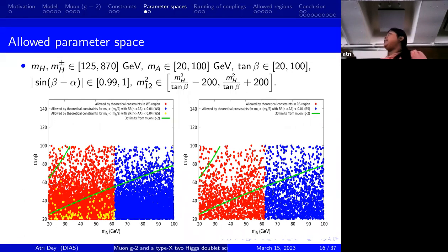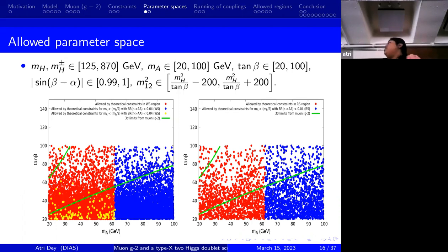And also this green line is our 3 sigma upper and lower limit coming from the muon g−2 data. So in our model in the wrong sign region, if we are looking for a region of parameter space which can explain the muon anomalous magnetic moment and also satisfy all the constraints coming from LHC data and other and theoretical constraints, then we can choose a region like these yellow dots between these two green lines and the blue points above the green line. So this is our allowed region at the electroweak scale for our model in the wrong sign case.